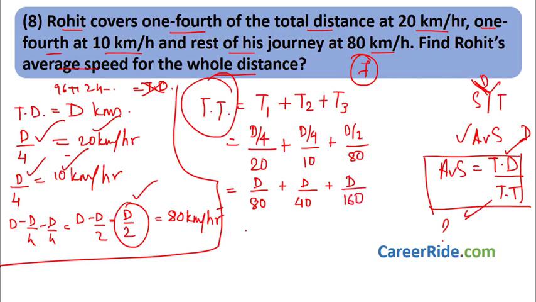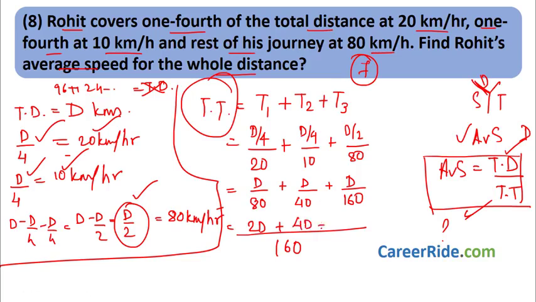Now while taking LCM, we see that it is 80, 40 and 160. 160 is the highest number and 40 and 80 both divide 160. That means 160 is a multiple of 40 and 80 both. So 160 becomes the LCM. 80 twos are 160, so 2D we will have over here. 40 into 4 is 160, so multiply D by 4.